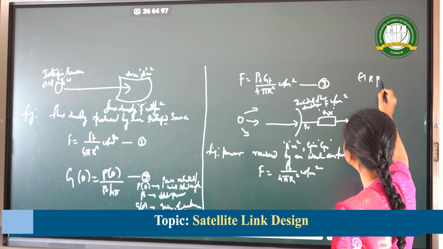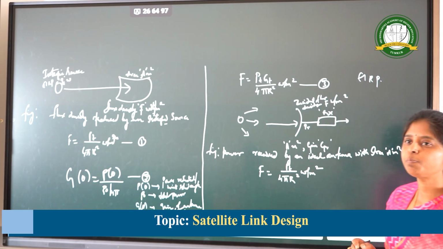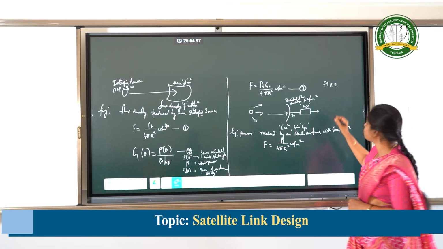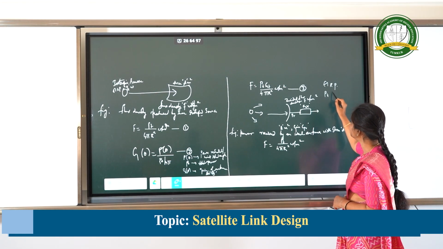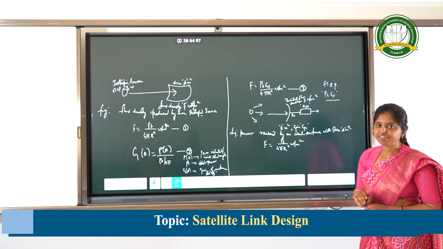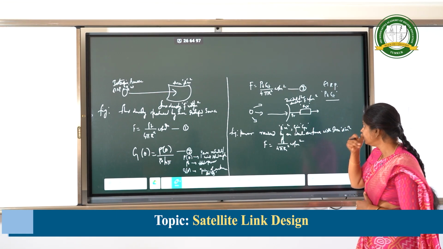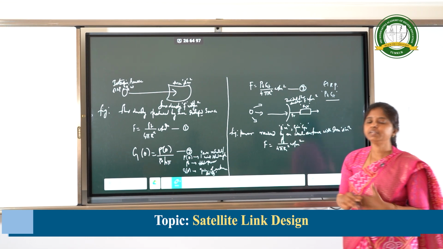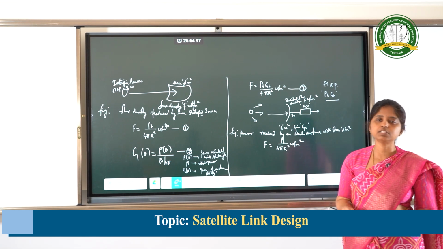So EIRP is nothing but effective isotropic radiated power, the product of PT and GT. This product we call EIRP, effective isotropic radiated power. Till now we have discussed the transmitting end.